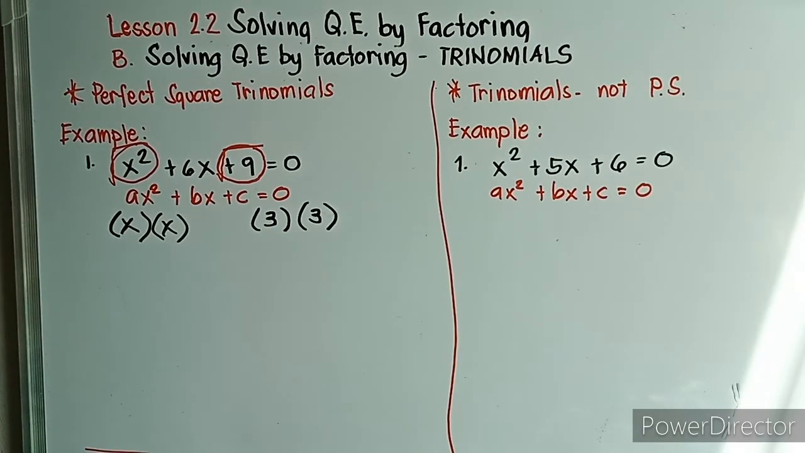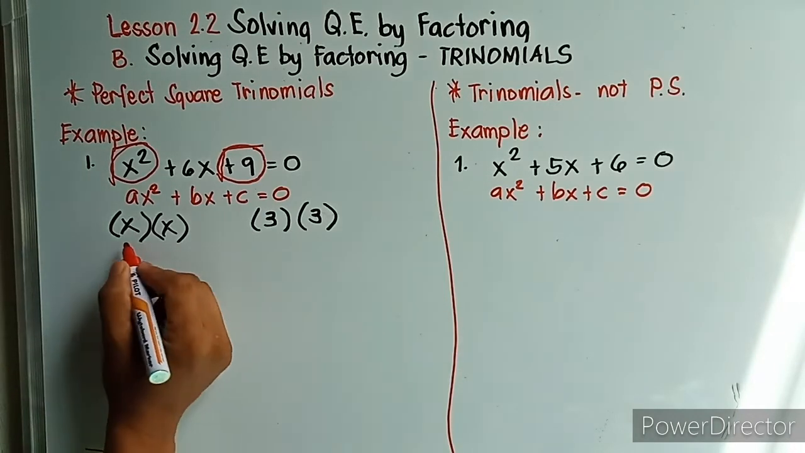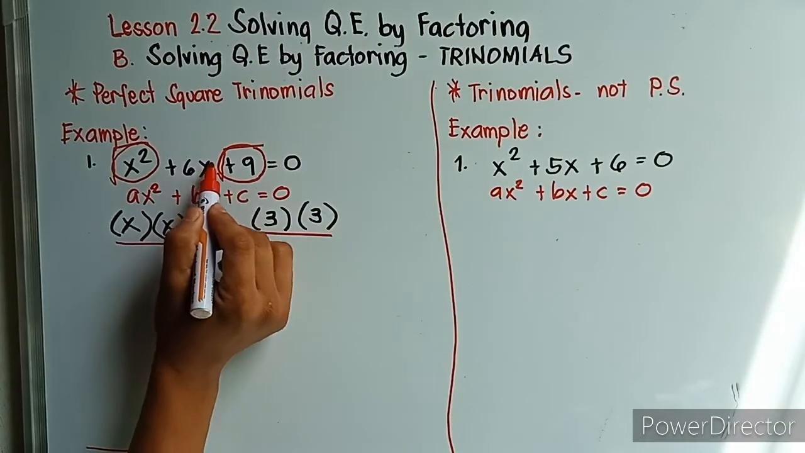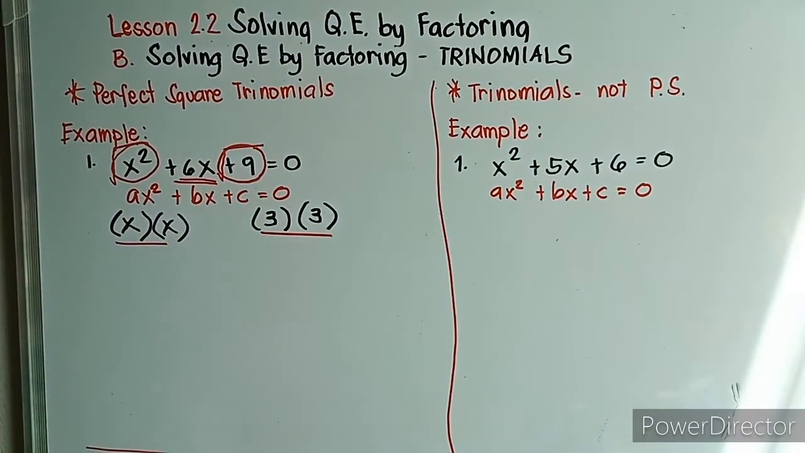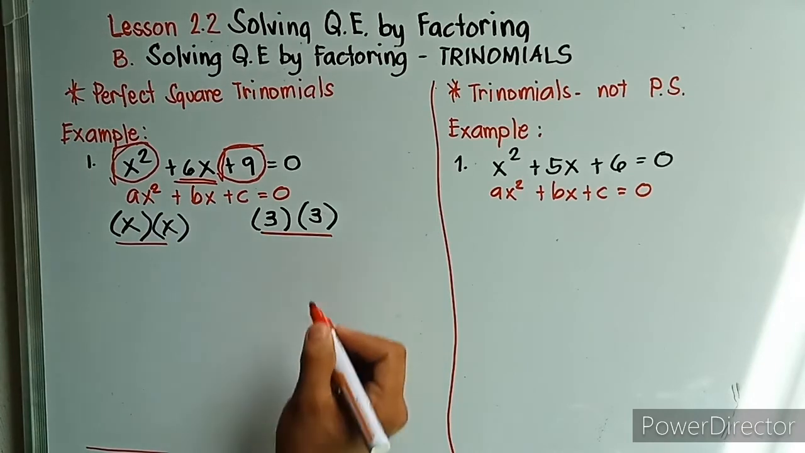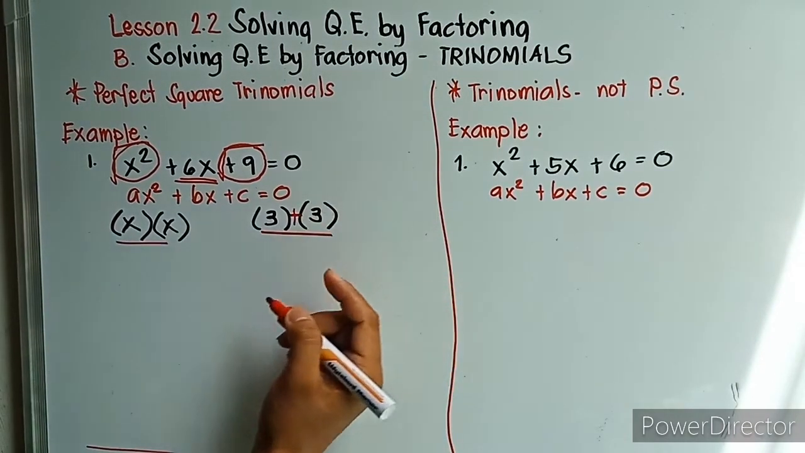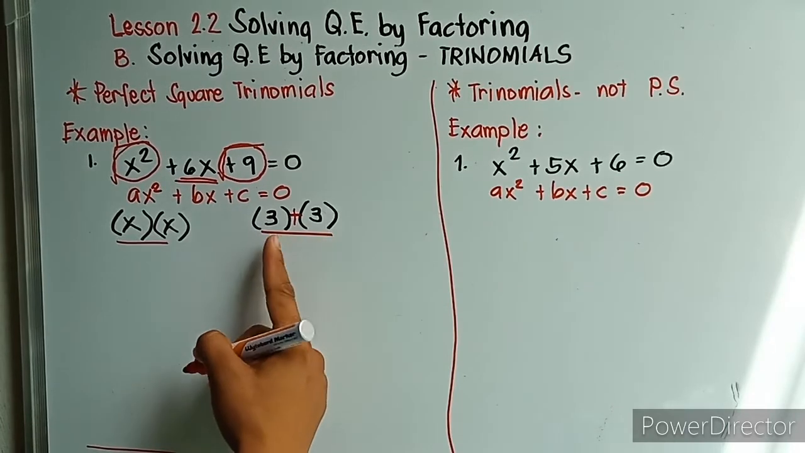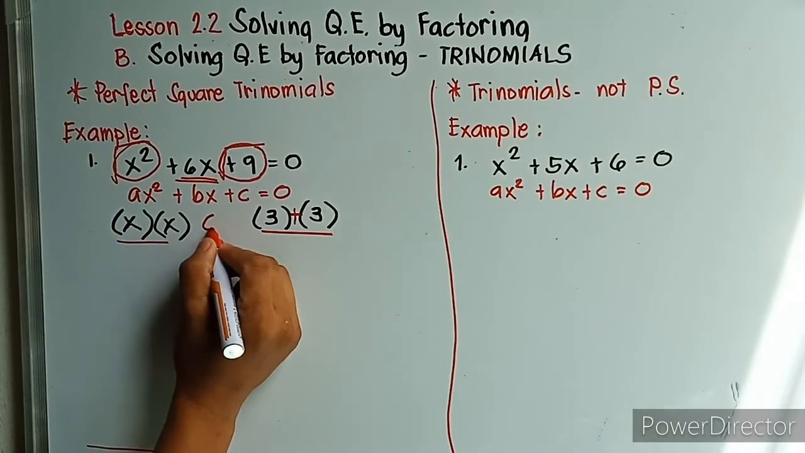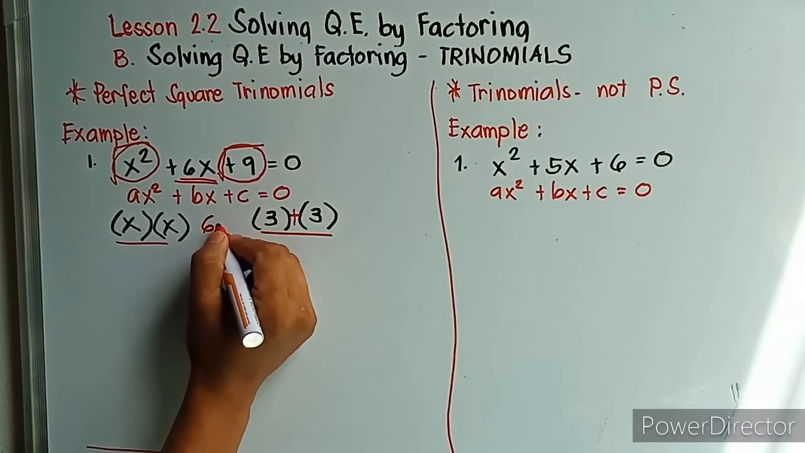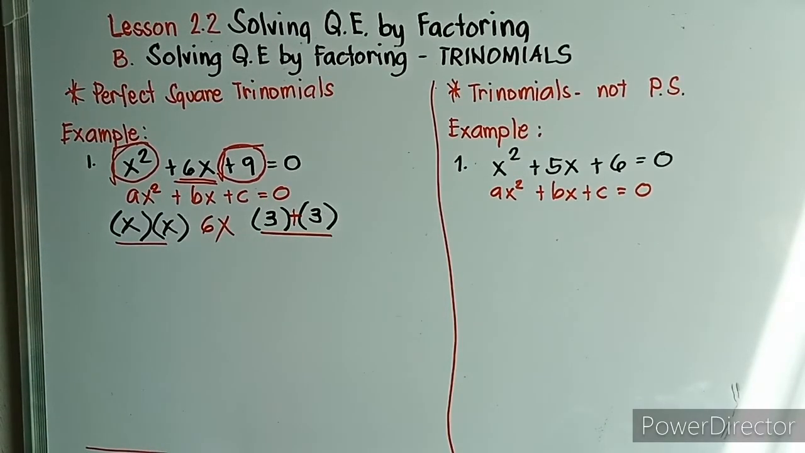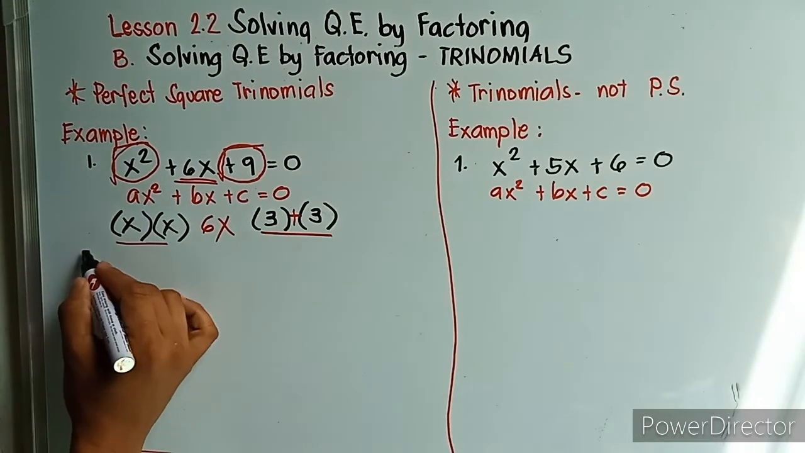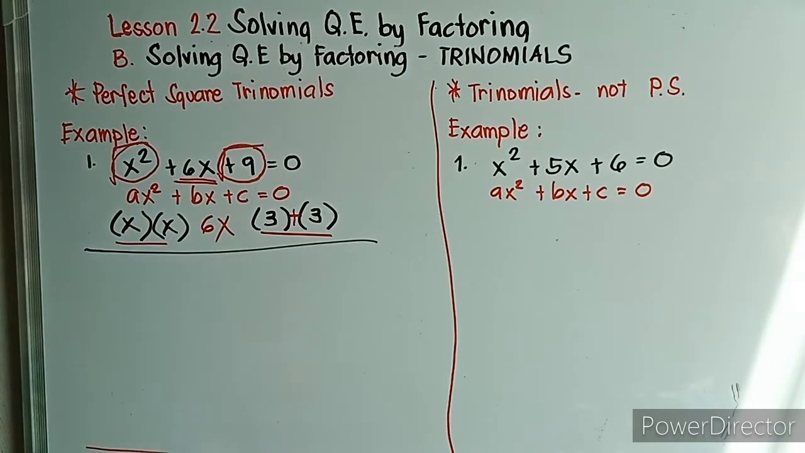Now, for you to know whether the given trinomial is a perfect square trinomial, we have to do something to get the middle term. First, we are going to add the factors. So what are the factors? 3 times 3, or 3 plus 3, that is 6. Then our variable x. So, the given trinomial is a perfect square trinomial. Now, how to get the factor? How many x's do we have here? We have 2 x's.